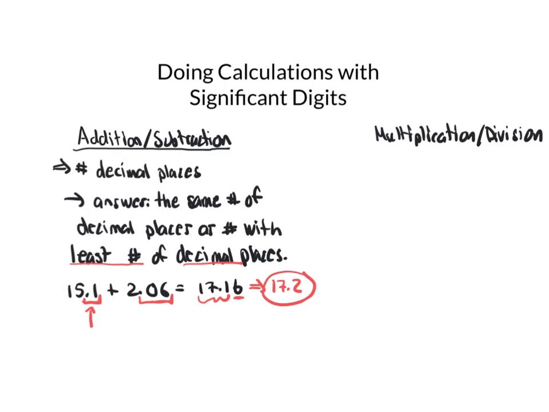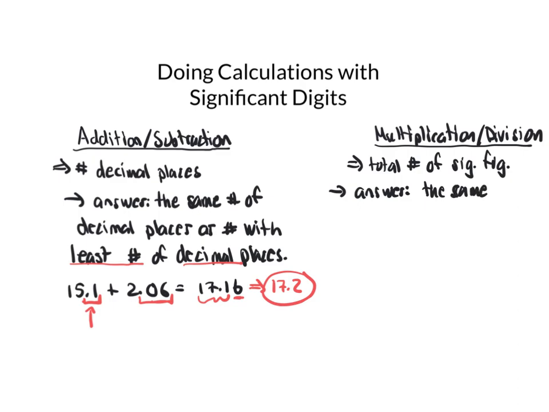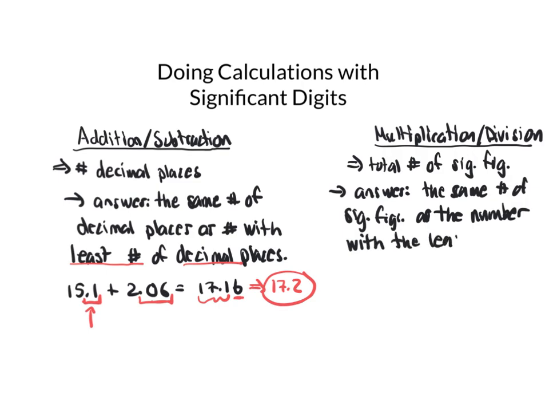When we do multiplication and division, what matters is the total number of sig figs. So I'm going to be looking at the total number of significant figures when I do multiplication and division. And my answer in this case is going to have the same number of significant figures as the number with the least number of sig figs.